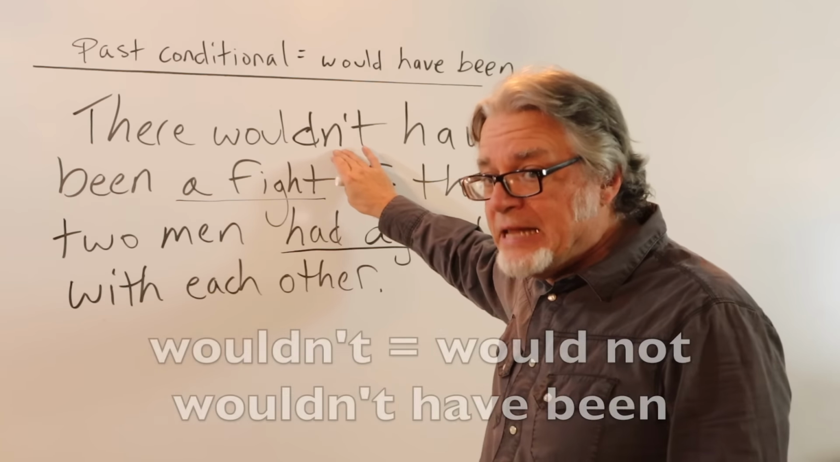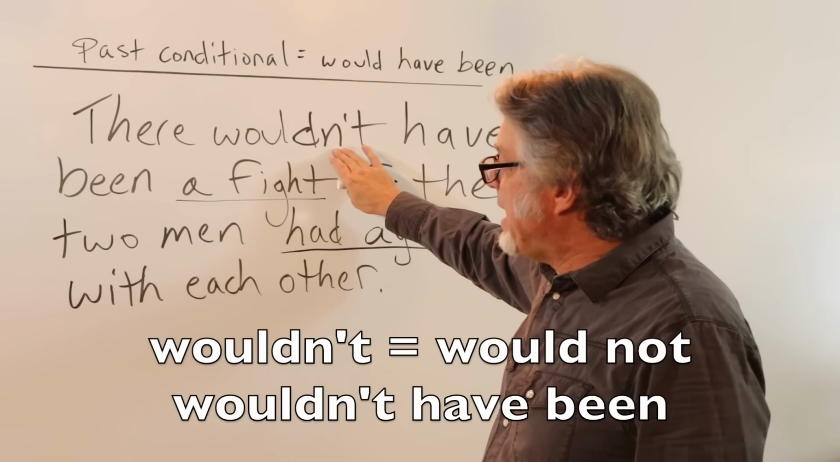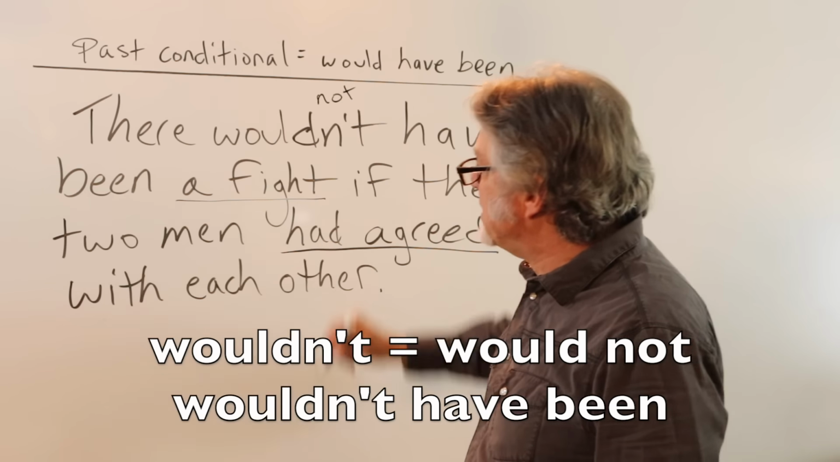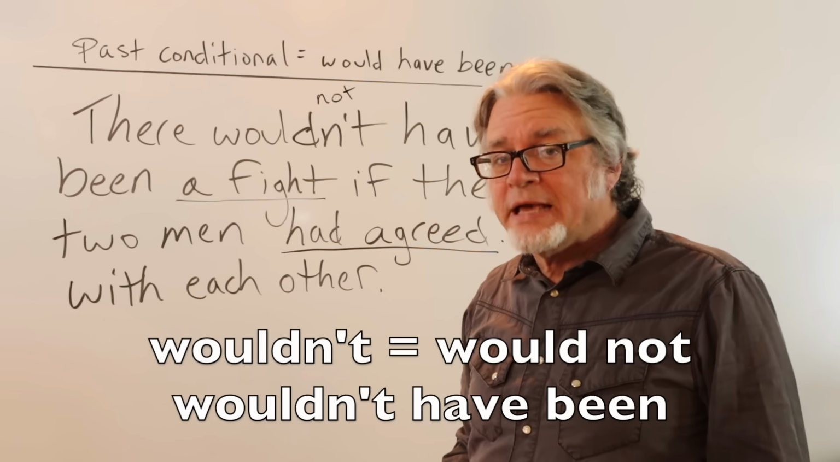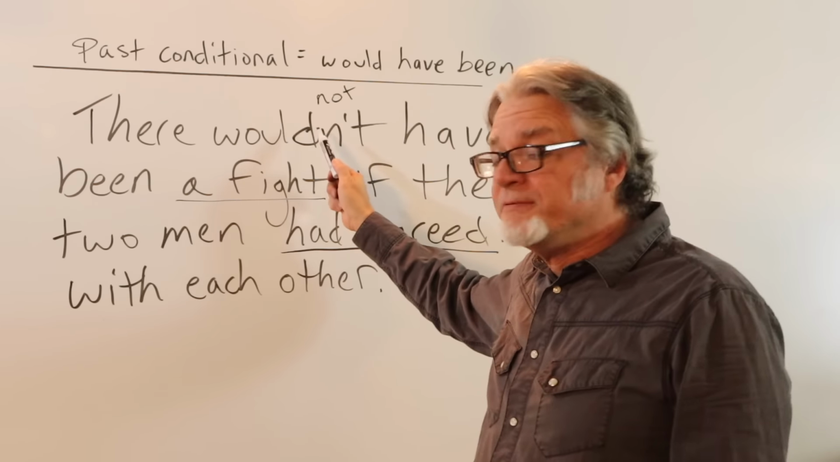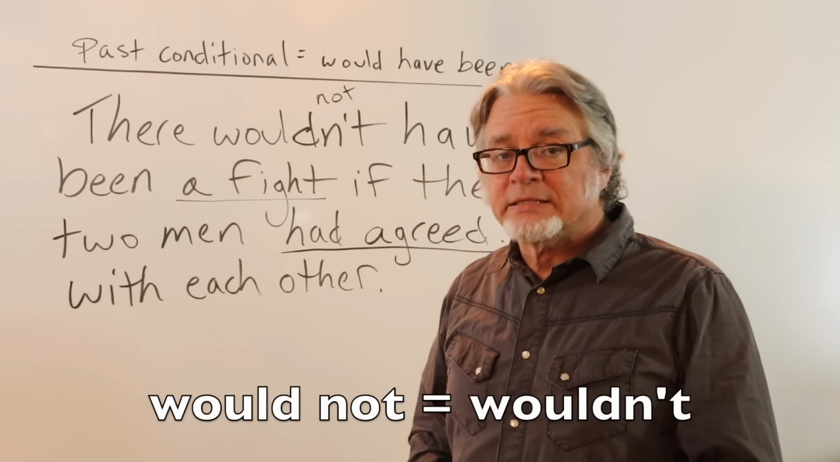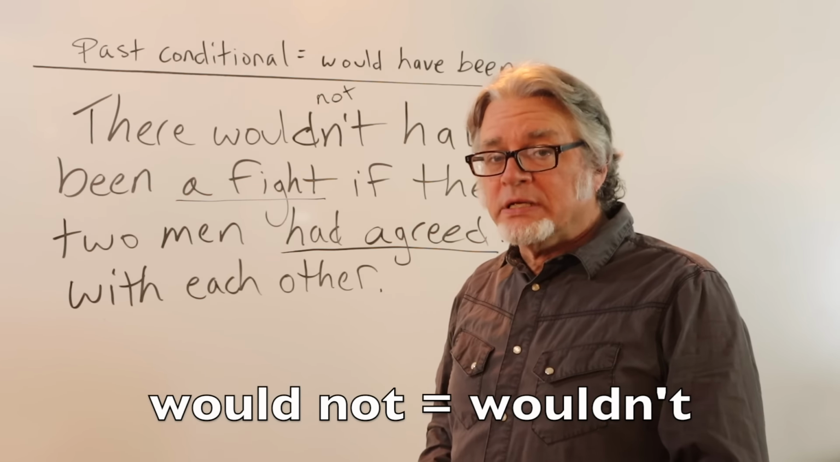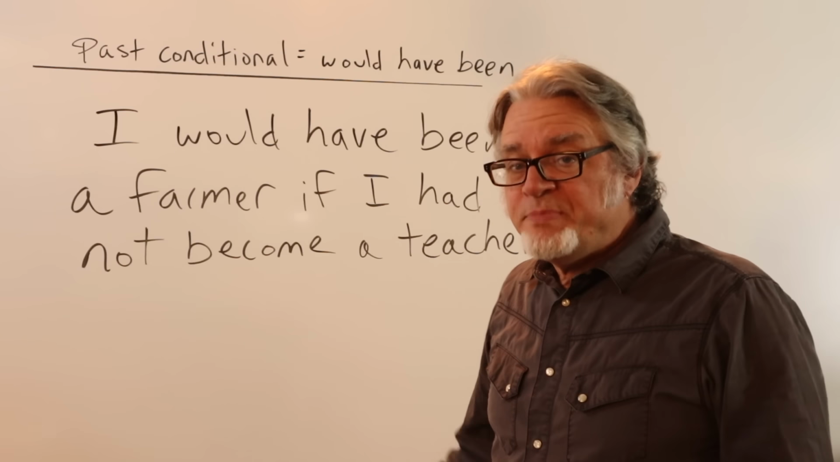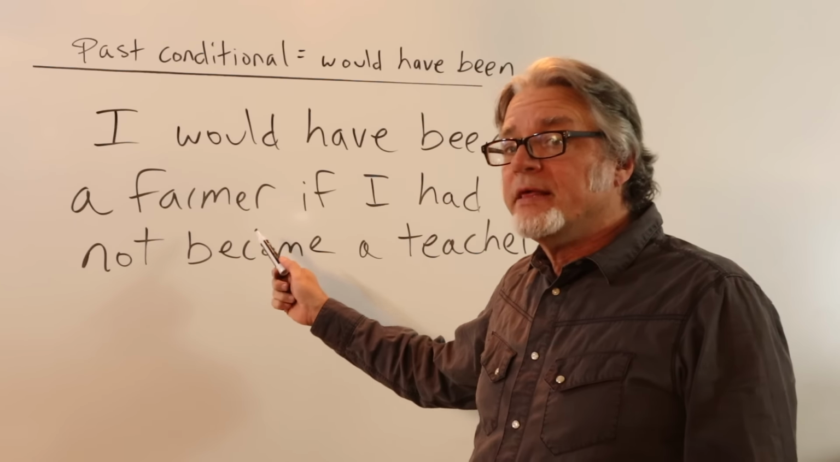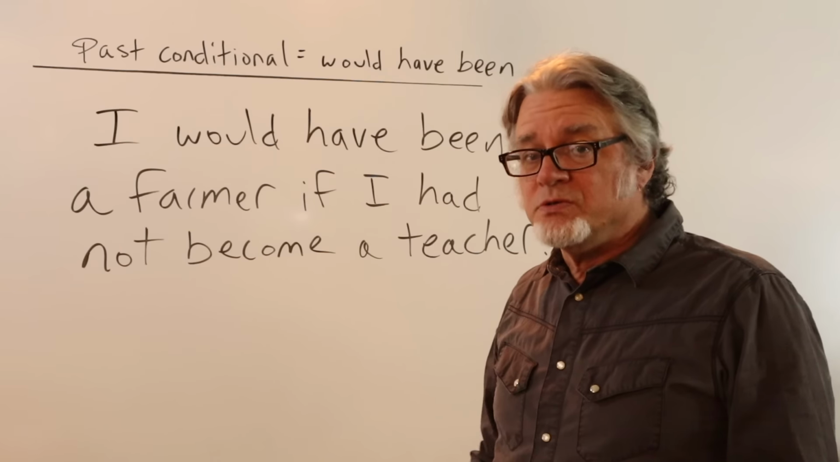This is negative. Wouldn't have been. Would not have been, or wouldn't have been. This negative contraction is often used with "would." "Would not" becomes "wouldn't." "Would have been" is often used when talking about occupations that a person did not choose.